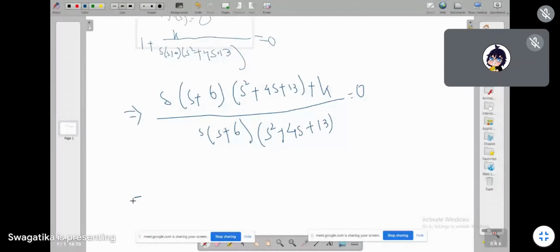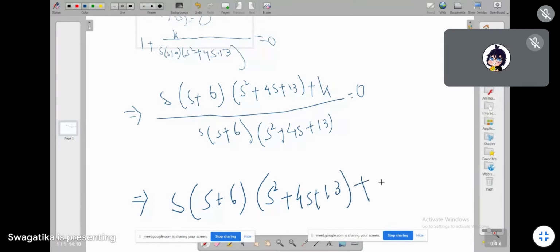Okay. So now if this term moves to the right side, this will be multiplied with 0 and that will be 0 only. So the remaining will be s into s plus 6 into s square plus 4s plus 13. You can open the bracket by multiplying them. Plus K is equal to 0. Now from this you have to go for your RH criteria.